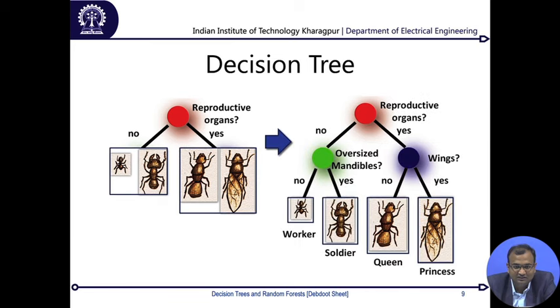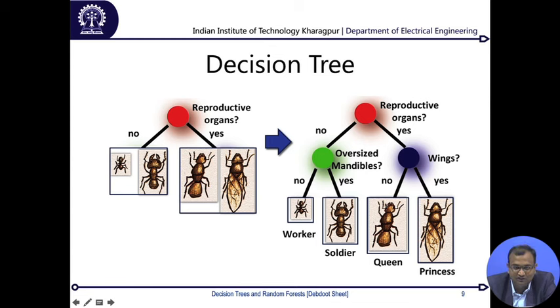The second level is, if there are no reproductive organs, then let's look at the mandibles, which are the teeth of the ant. There might be oversized mandibles which appear seriously big, that would belong to the soldier. So we go down to this part, or there might not be oversized mandibles and they would be workers. Okay. Now if they have reproductive organs, we ask a different question. We ask, does it have wings or not? If it has wings, then it's a princess.